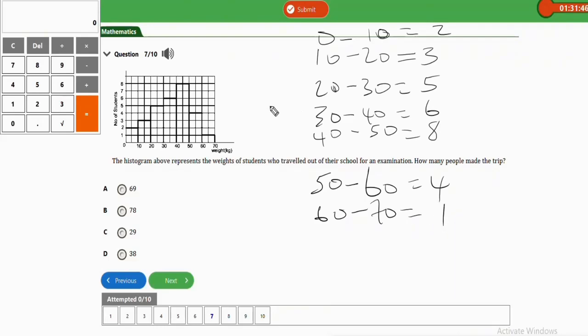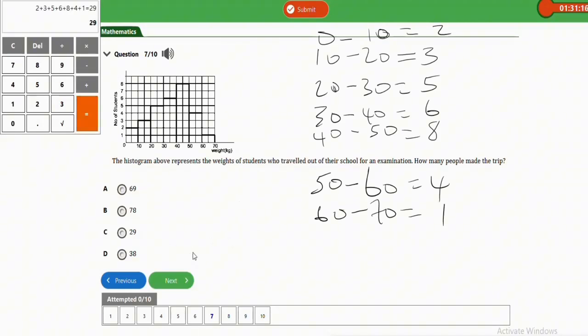Alright, so let's add these figures together on the calculator. So we have 2 plus 3 plus 5 plus 6 plus 8 plus 4 plus 1. Alright, so let's press equals and see the output.